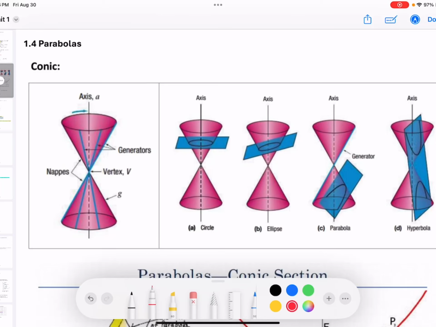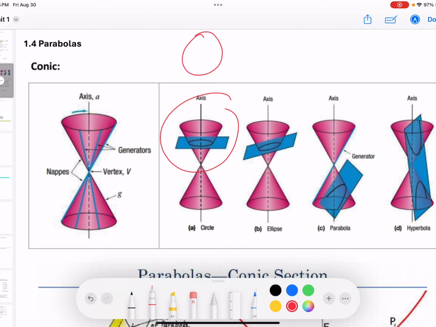We are learning parabolas in this video. Circle, ellipse, parabola, hyperbola, they are all conic sections. If I have a cone and I use a horizontal plane to slice this cone, then we are getting a circle.